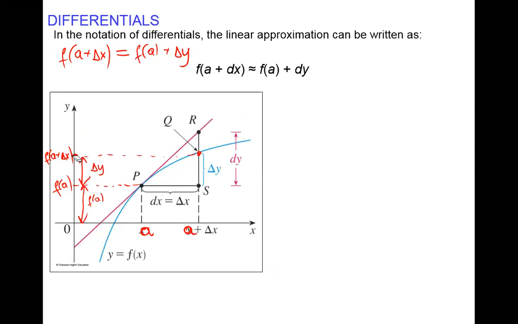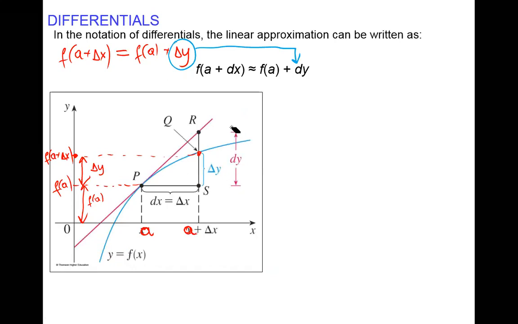Because to get this point, the vertical, I need this distance and this one. f(a) plus Δy. But we don't like computing Δy, right? But what I can do, I can replace Δy with dy. Okay? That means now the value of this weird point, f(a + Δx), is equal to f(a) plus dy.